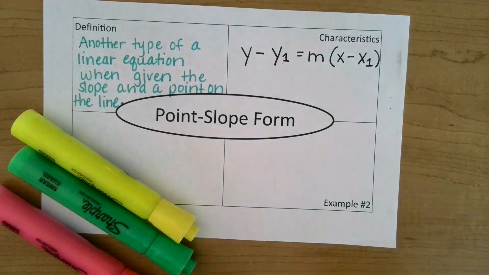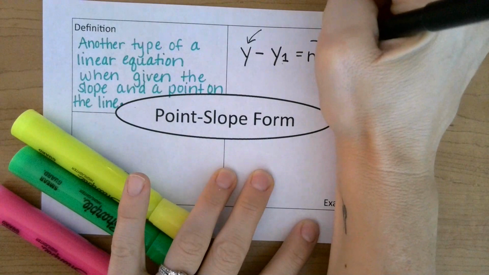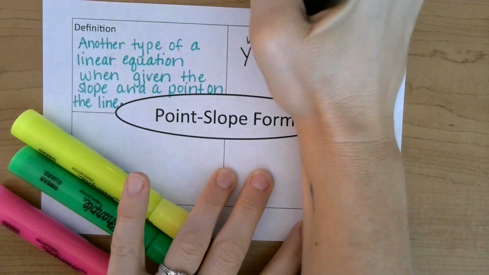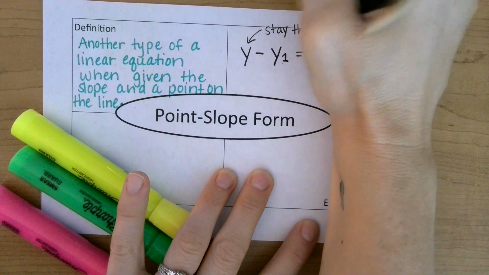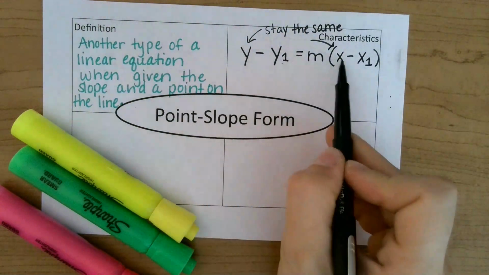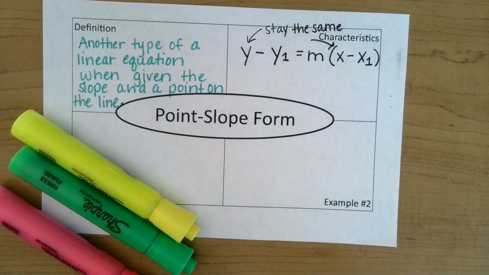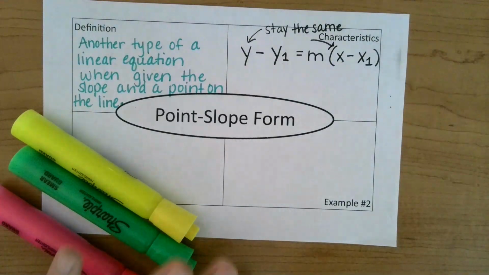And then this y and this x over here, they always stay the same. So you would never plug in a number for those. You would never substitute. This y and this x will always stay the same when you're substituting into the formula. All the other values, you're going to substitute a number for them given the point and the slope.